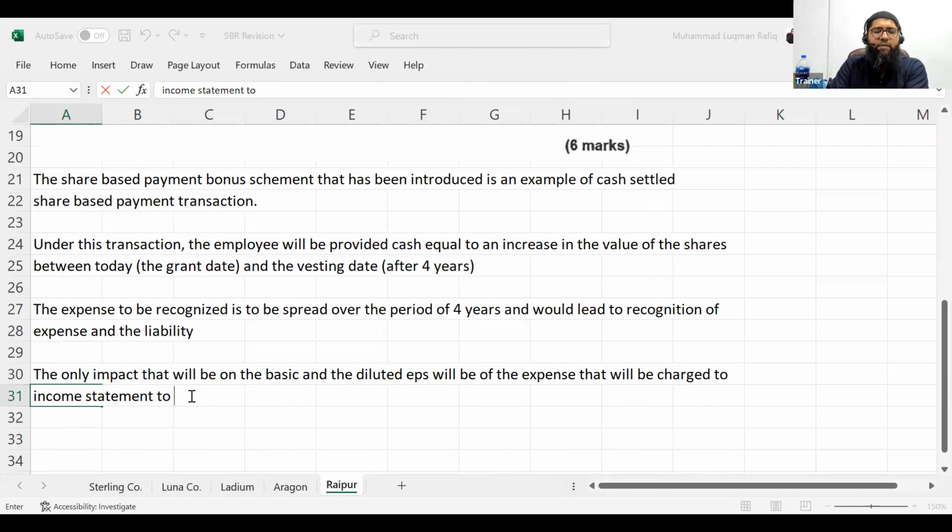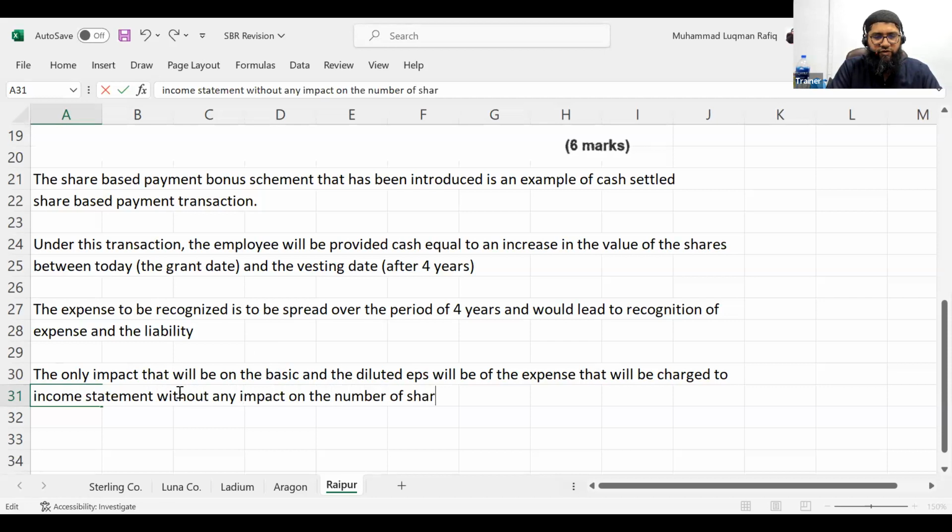The only impact that will be on the basic and diluted EPS will be of the expense that will be charged to the income statement, without any impact on the number of shares. So there is actually going to be no impact on the number of shares at all.